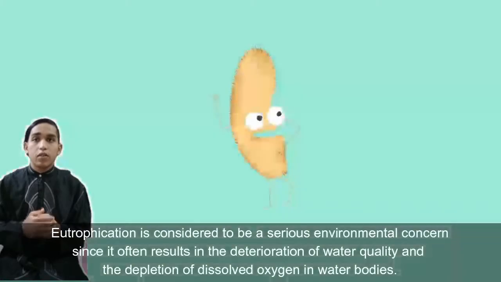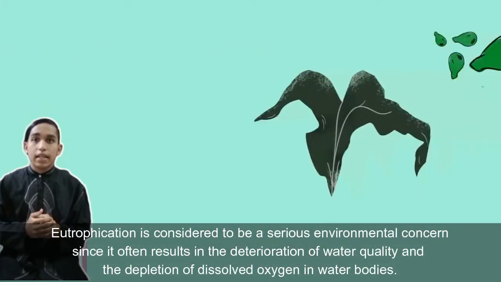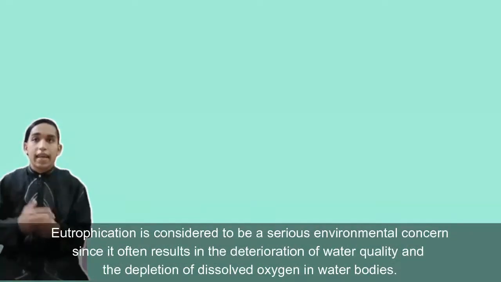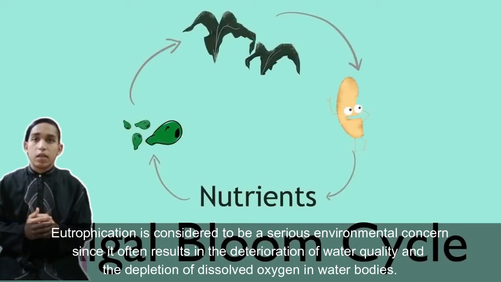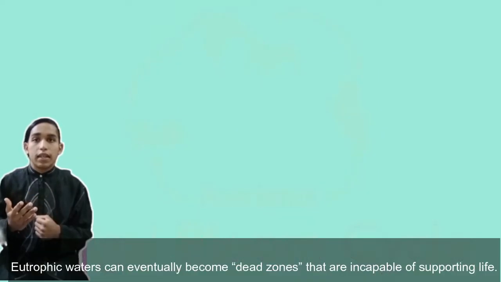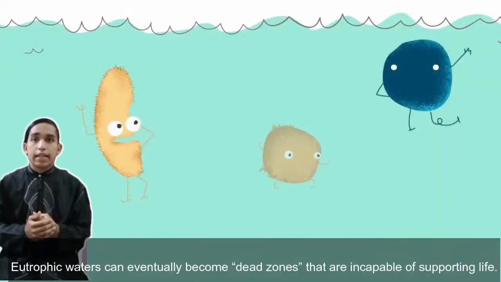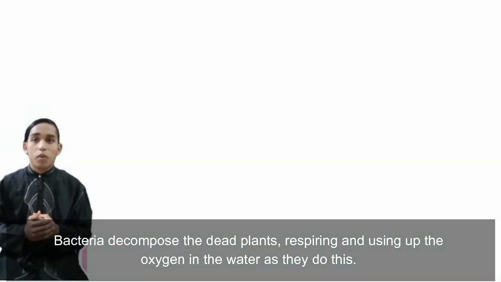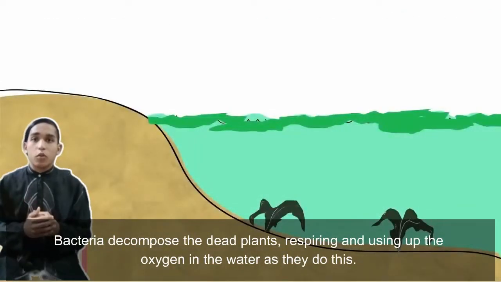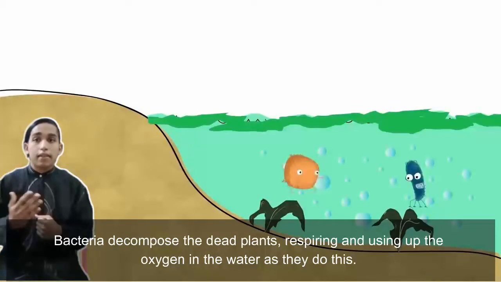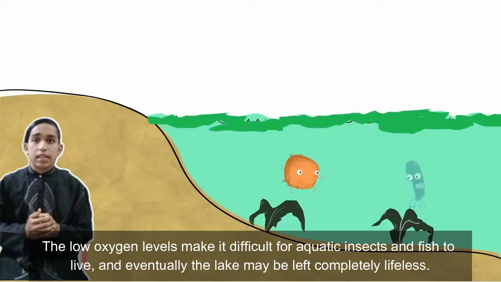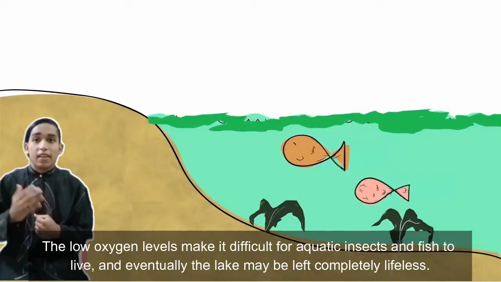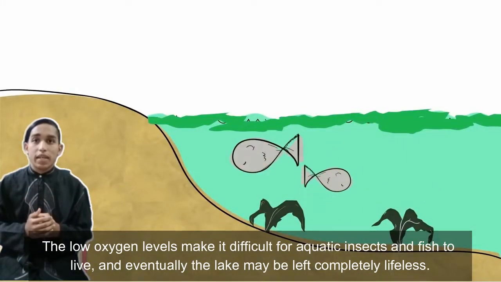Eutrophication is considered to be a serious environmental concern since it often results in the deterioration of water quality and the depletion of dissolved oxygen in water bodies. Eutrophic waters can eventually become dead zones that are incapable of supporting life. Bacteria decompose the dead plants, respiring and using up the oxygen in the water. As they do this, the low oxygen levels make it difficult for aquatic insects and fish to live, and eventually the lake may be left completely lifeless.